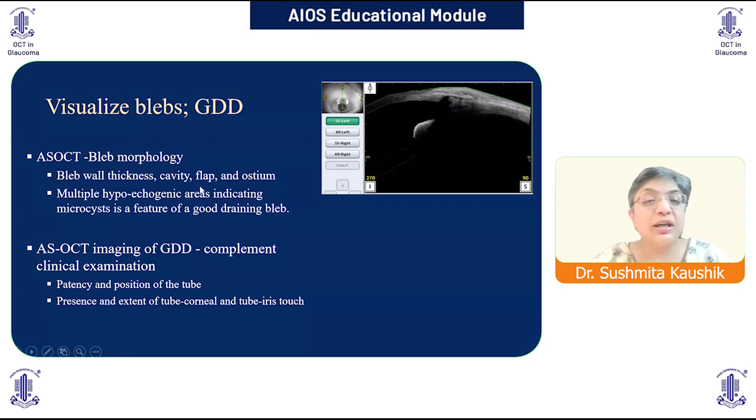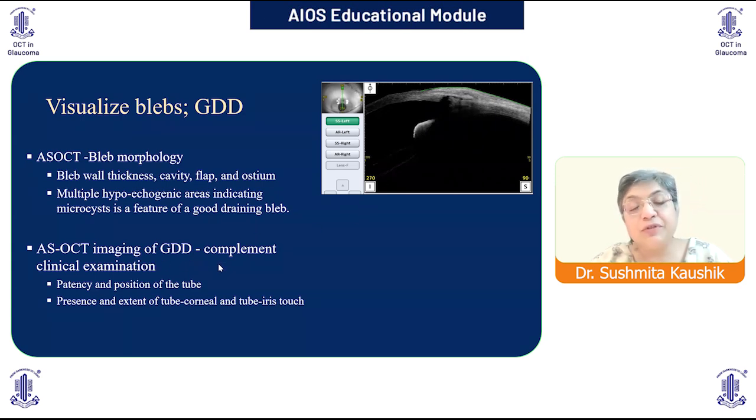So on the AS-OCT, you can make out the bleb wall thickness. You can make out the cavity, the flap, and the ostium. And multiple hypoechogenic areas indicating microcysts is indicative of a good bleb. So here is the ostium, and then as you go here, this is a flap, and there are a little bit of microspaces, but then probably this would do well with a massage or maybe a needling or something.